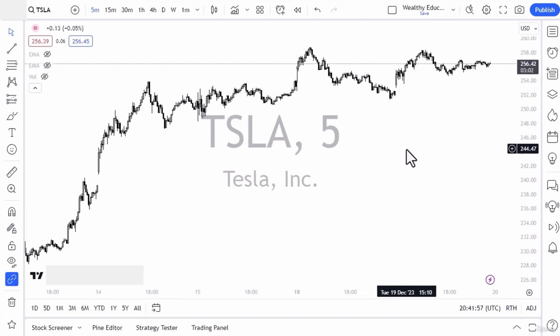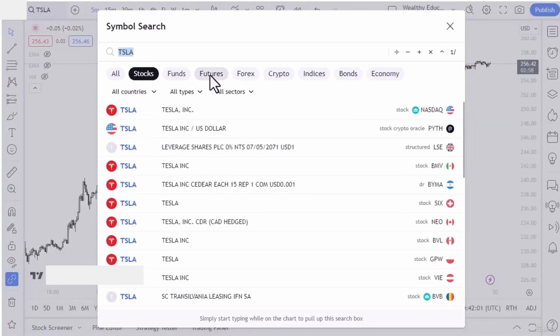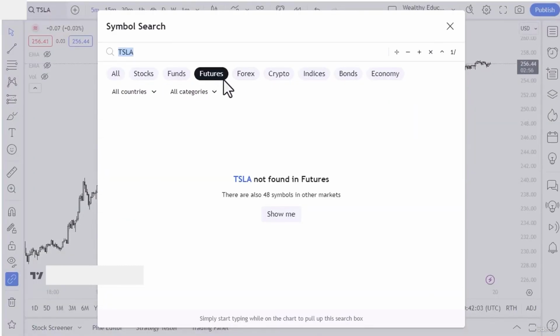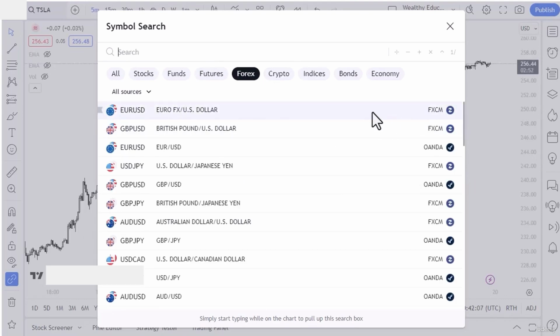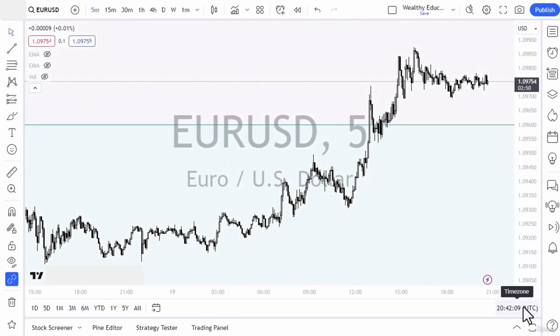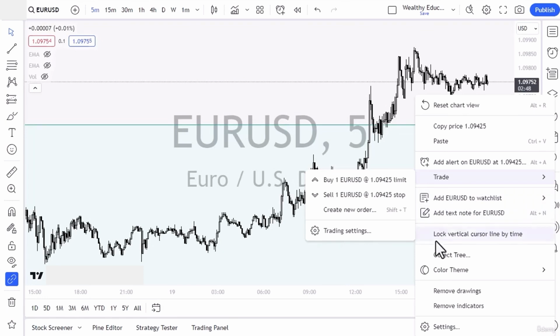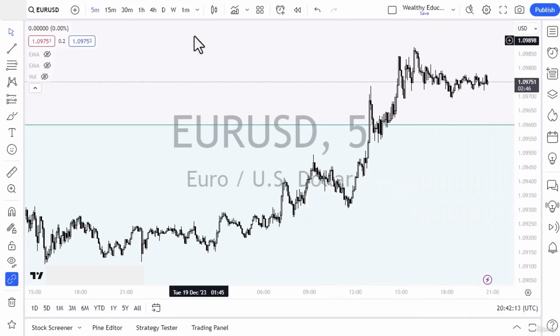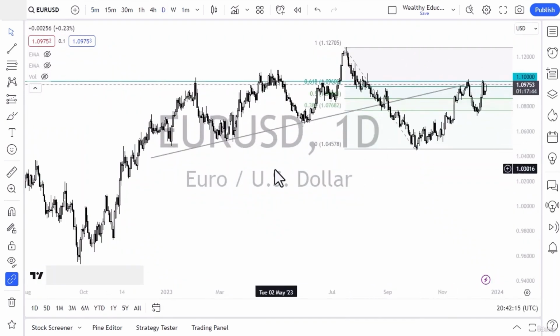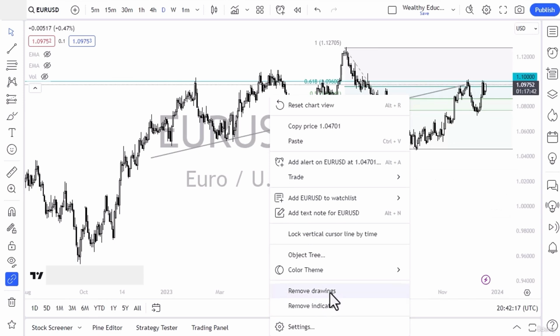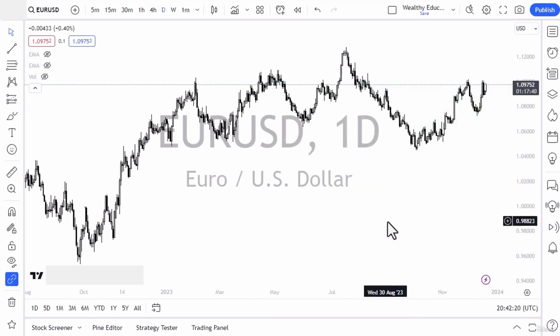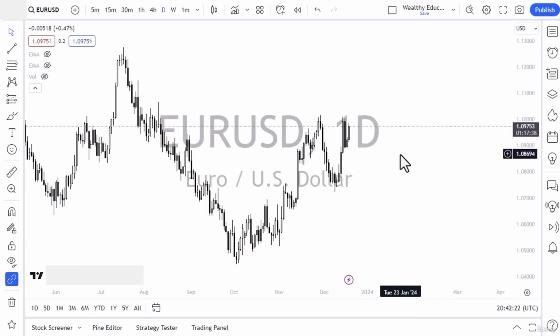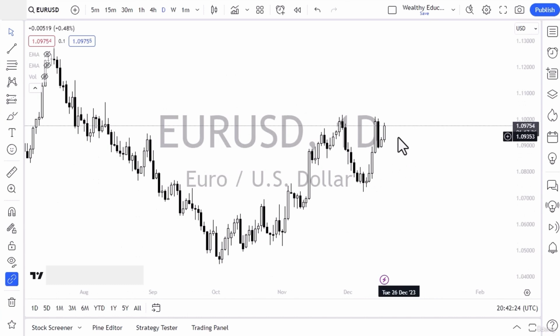Each market behaves the same. So let's just go to forex. Get rid of this. We'll go to the euro. Click on that. Go ahead and clear objects. Evidently last time I was on this, I drew a couple of tools, so let's go ahead and remove drawings. You can see they disappear after right clicking. That easily pulls up that menu and you just have at it.